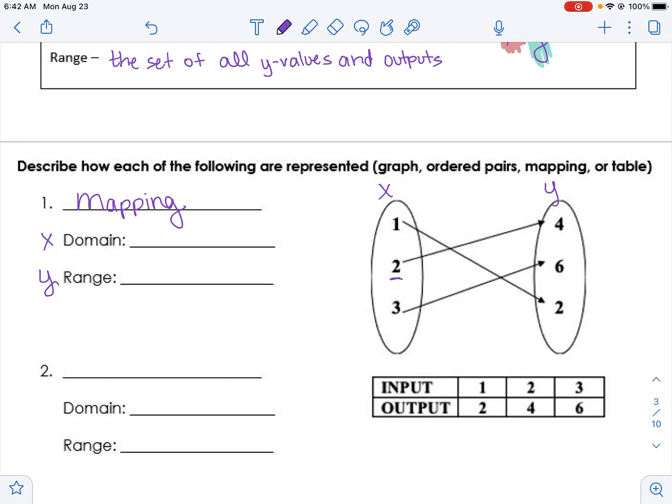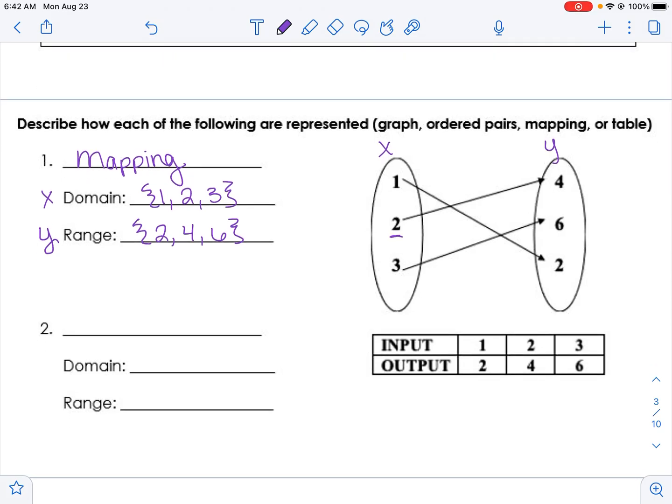Okay, so our domain is going to be, we're going to use little braces. We have 1, 2, and 3, and we close our braces. Okay, for the range, we're going to list the y values, but I'm going to list them in order. So I have 2, 4, and 6.